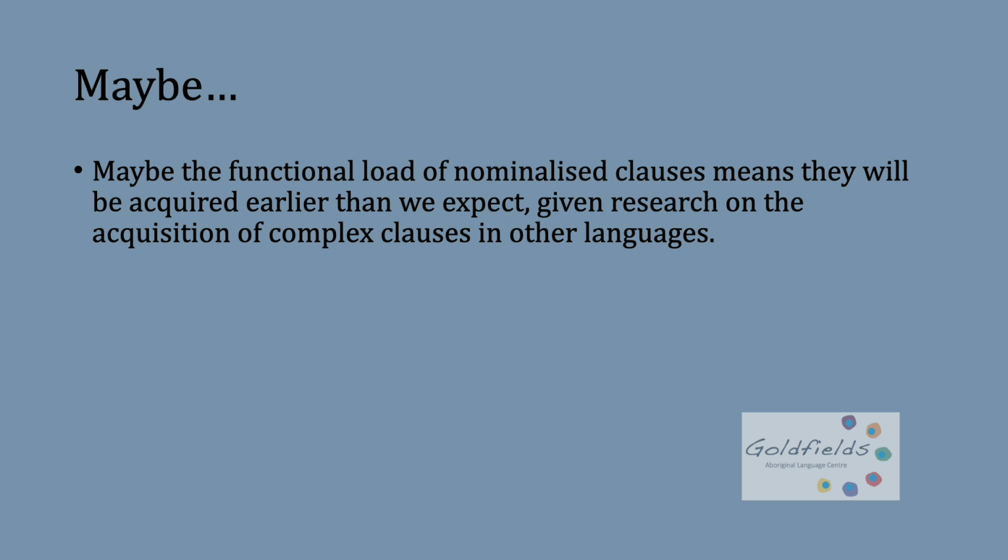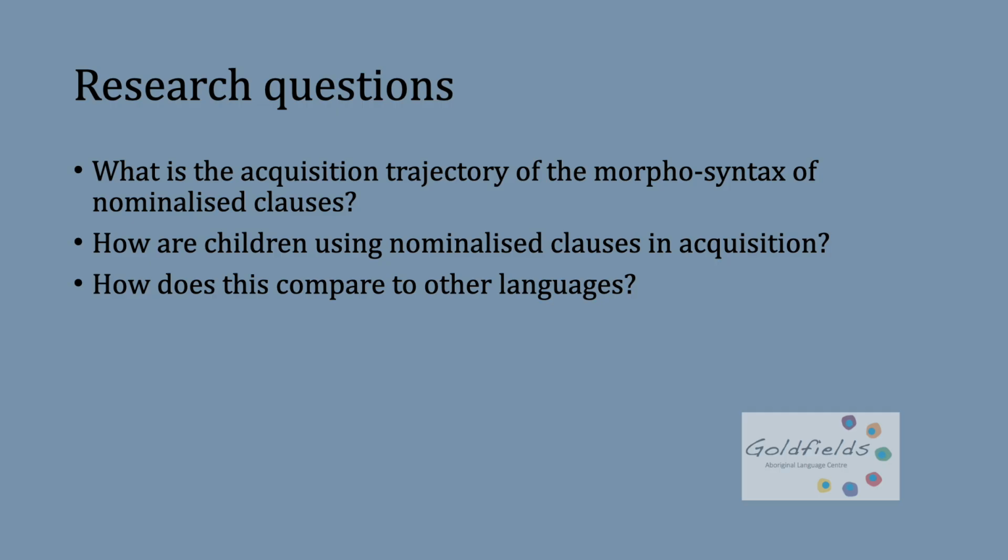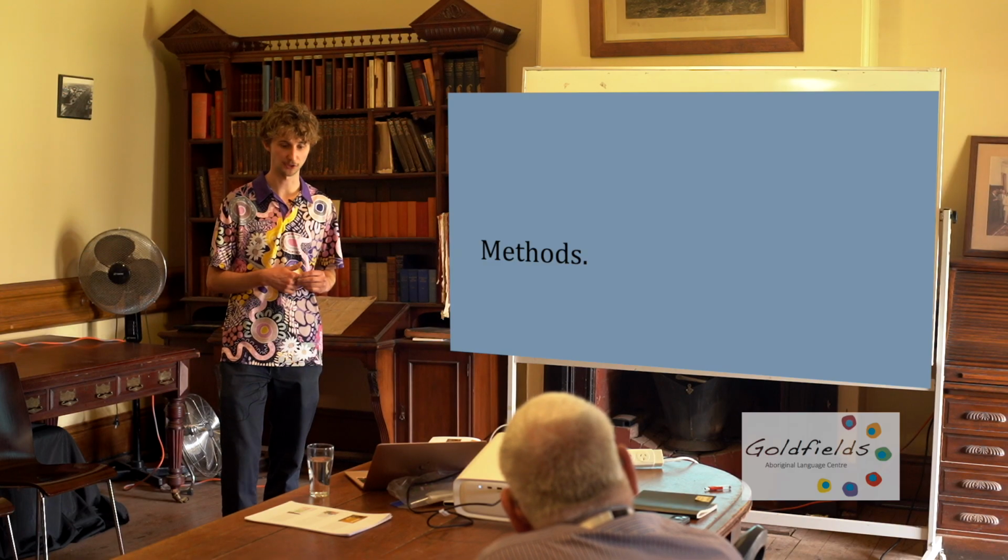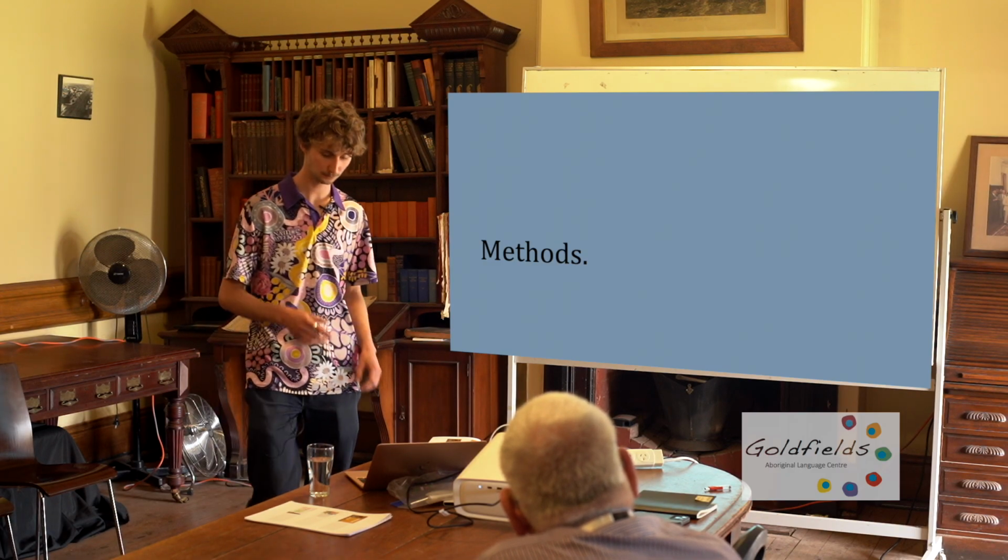That's the central tension that I wanted to probe in my analysis, and the 3 sort of research questions that were guiding that analysis were: what is the acquisition trajectory of the morphology and syntax of nominalised clauses? How are children using nominalised clauses in acquisition? So what functions are they using? And then how do these acquisition trajectories compare to some other cross-linguistic research?